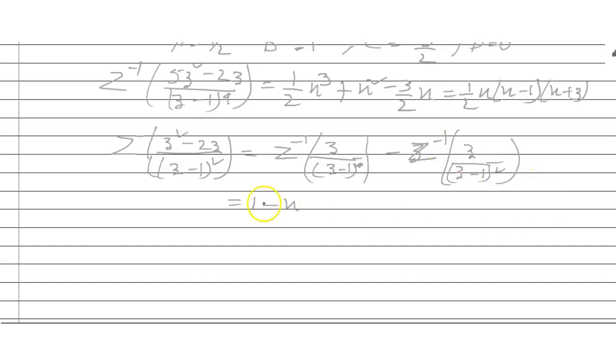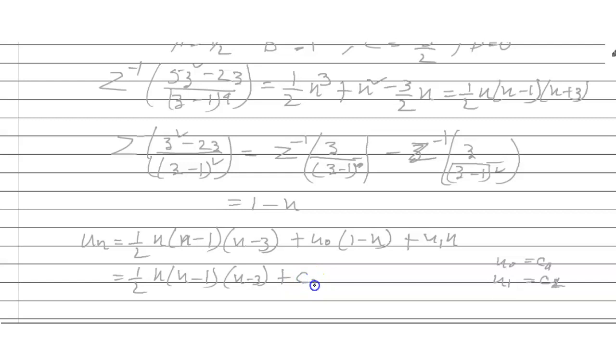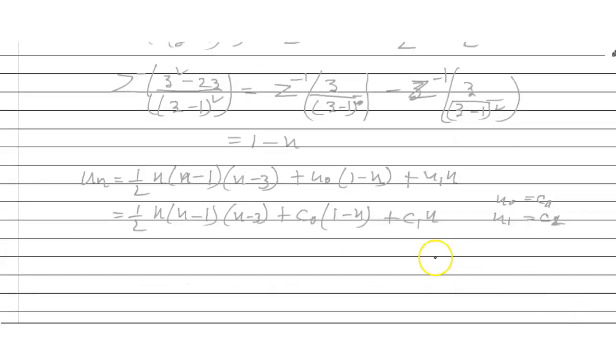So friends, my answer is un equals half into n plus n minus 1 into n minus 3, plus u0 into (1 minus n), plus u1 into 1. So take u0 equals c0, u1 equals c1. So the answer is half into (n minus 1)(n minus 3) plus c0 into (1 minus n) plus c1 n. So friends, this is my answer.